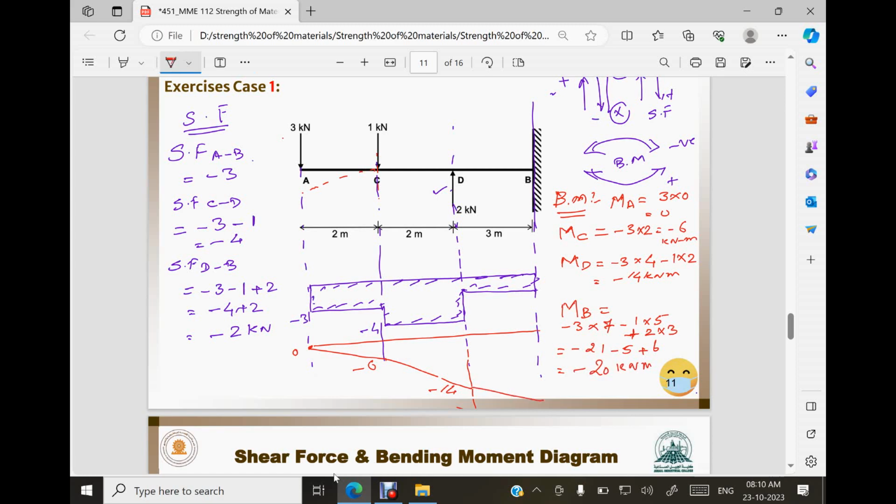Again, you are going down. That is minus 20 kilonewton meter. Okay. So this is all your shear force and bending moment diagram. Understand? This is the bending moment diagram. This is all negative here. This is also negative. This is the shear force diagram. Okay.